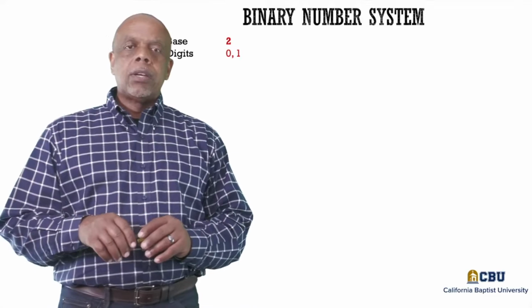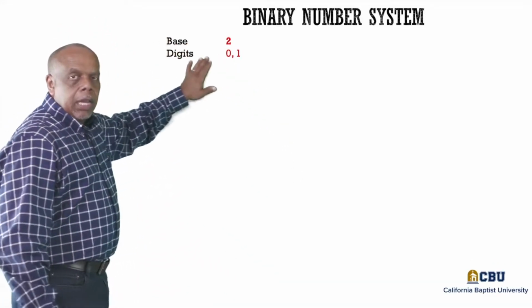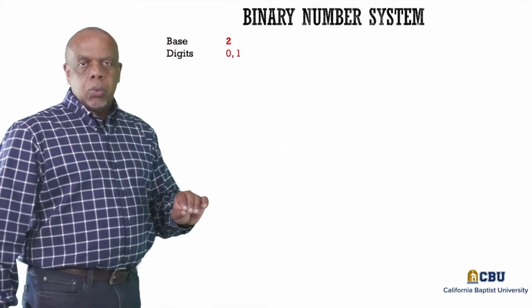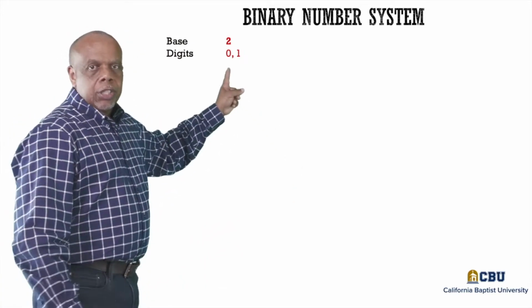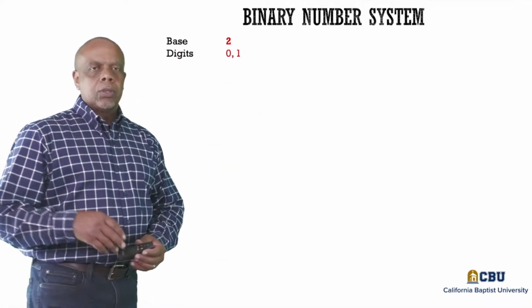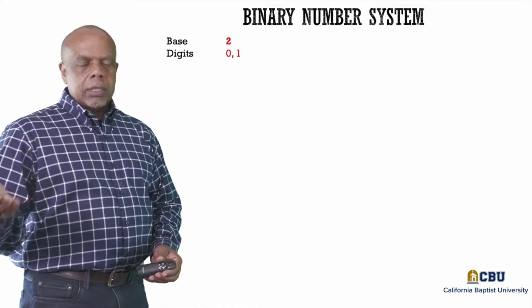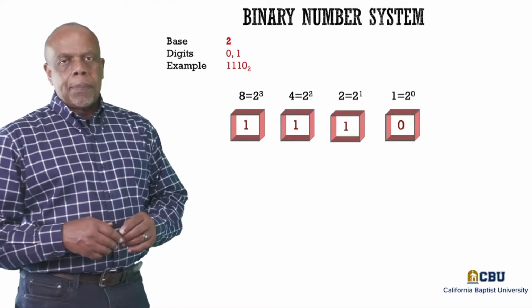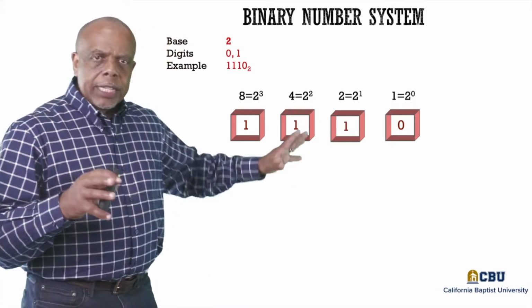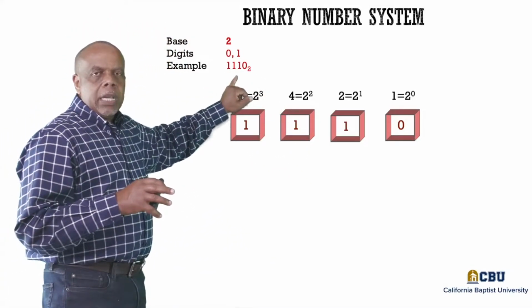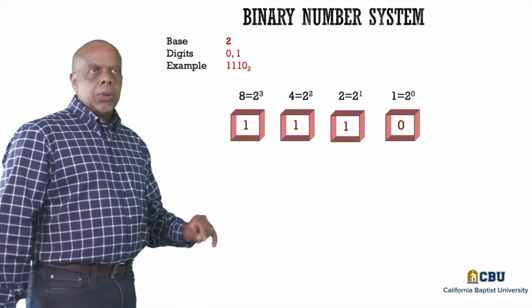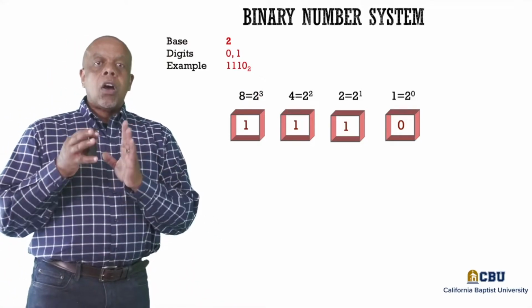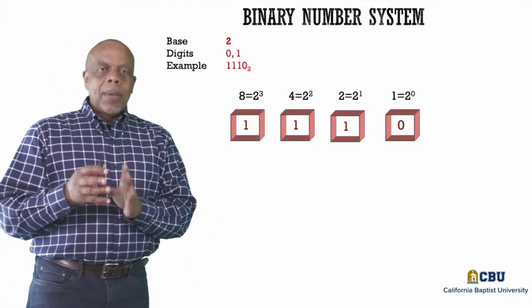Okay, let's look at the binary system. In binary, the base is 2, which means we have 2 digits, a 0 and a 1. That's as high as we can count to. 0 or 1, 0 or 1. Very binary. Okay, now let's take a look at an example. We're going to take this example, 1110, base 2. Now, the places are the same, okay? It's just the base is different.